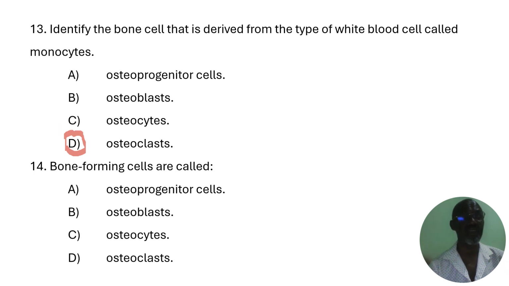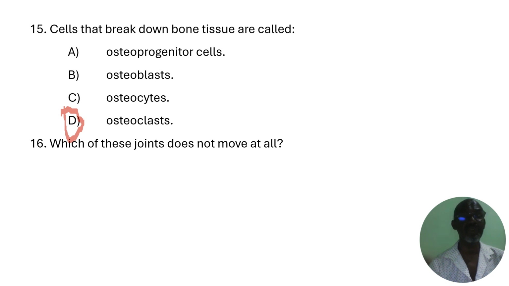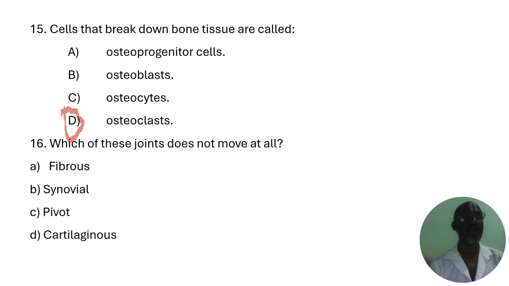Of course, the answer is osteoblasts. Question number 15. Cells that break down bone tissue. These are the osteoclasts. Question number 16. Which of these joints doesn't move at all? These non-movable joints are the fibrous joints, of course.